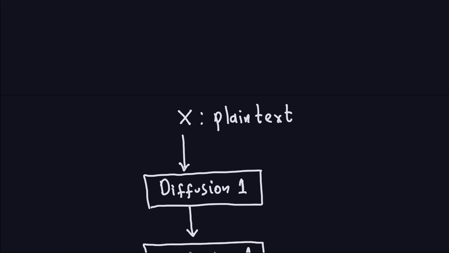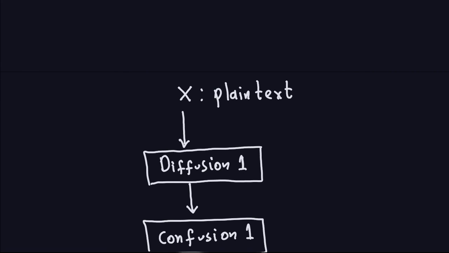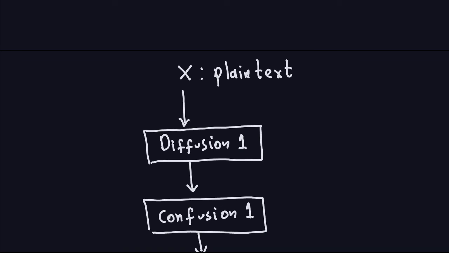Suppose I start with the plain text. And remember, modern ciphers should have diffusion and confusion. Most modern ciphers will actually do this. We'll start with the plain text, and apply diffusion and then confusion. That pair there is called one round.